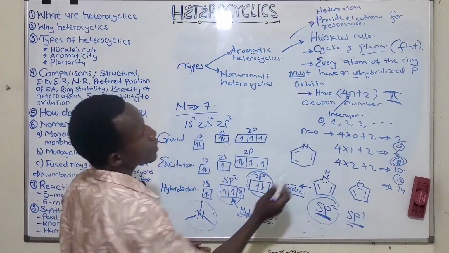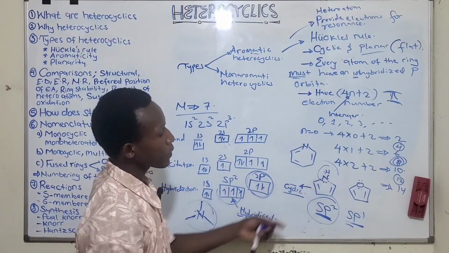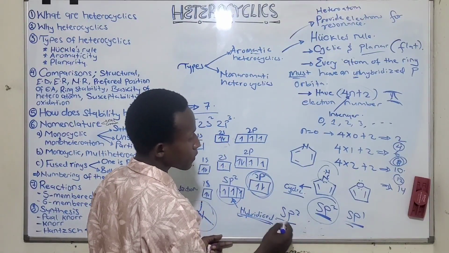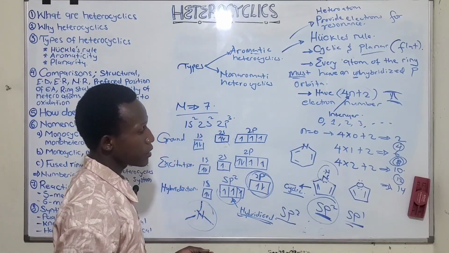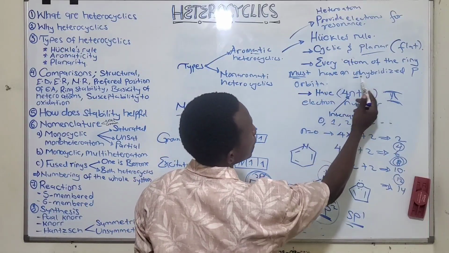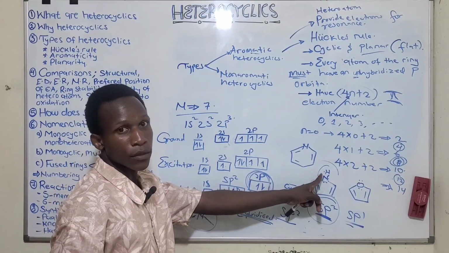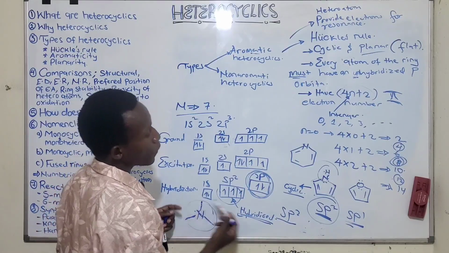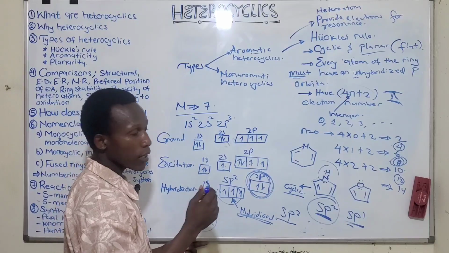So it is planar. This one provides a planar structure, and these carbons are also sp2 hybridized. So we have double bonds. All the carbons are sp2 hybridized. So it is cyclic, it is planar. Then every atom of a ring must have an unhybridized p orbital. So we have an unhybridized p orbital for N. And if you do the hybridization for carbon, we shall also have a p orbital, which is unhybridized.